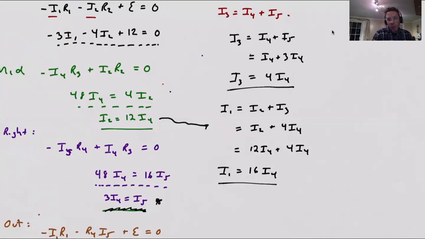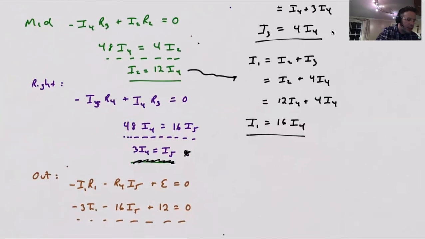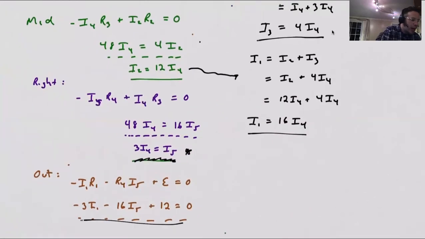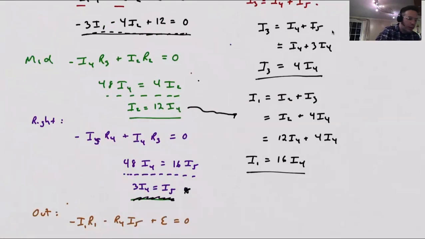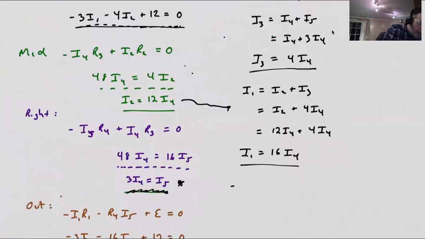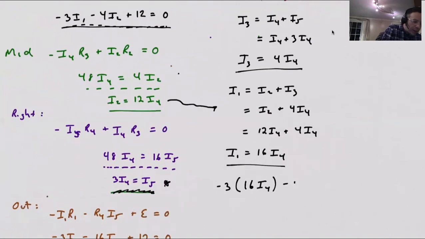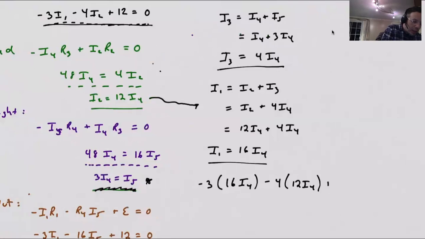Now, if that's I1 and we have everything in terms of I4, we can pick the only equations left that we didn't use, either the one for the outer loop or the one for the top loop, and finish the job. I'm going to use the one for the top loop. The top loop says that minus 3 times I1, which we just said was 16 I4, minus 4 I2s, and I2s we said were 12 I4s, plus 12 is equal to 0.